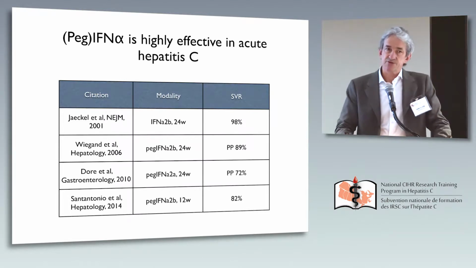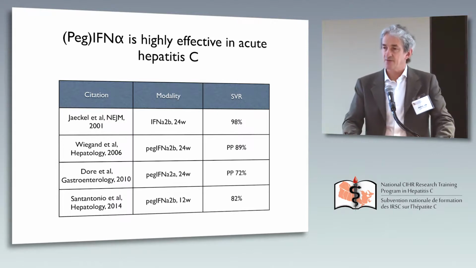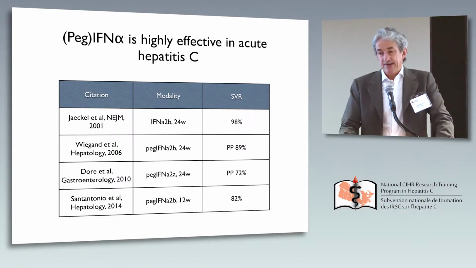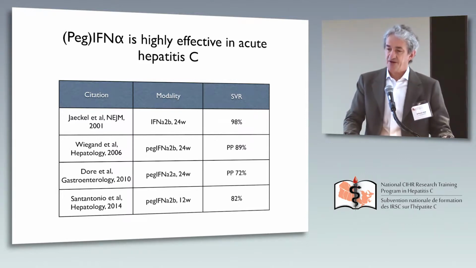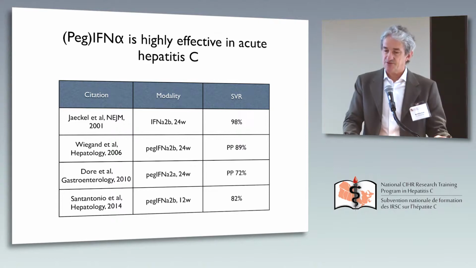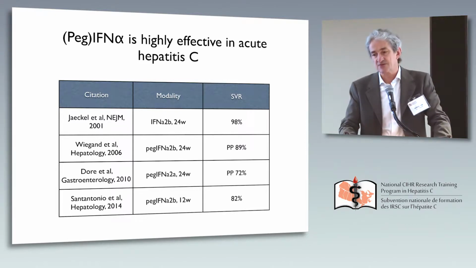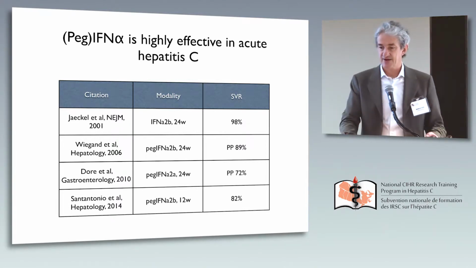Why do I think it could be worthwhile to optimize interferon alpha treatments? One piece of evidence I have summarized here: we all know that interferon alpha is highly effective in acute hepatitis C, and I listed some studies. There are more studies out there. It is effective also in monotherapy. You don't need ribavirin, and it can be effective in short treatments of 12 weeks. The most recent publication from Italy showed that there is no difference between 24 weeks and 12 weeks of treatment with pegylated interferon alpha 2b monotherapy for acute hepatitis C. So 12 weeks of interferon alpha in acute hepatitis has a very high SVR rate.